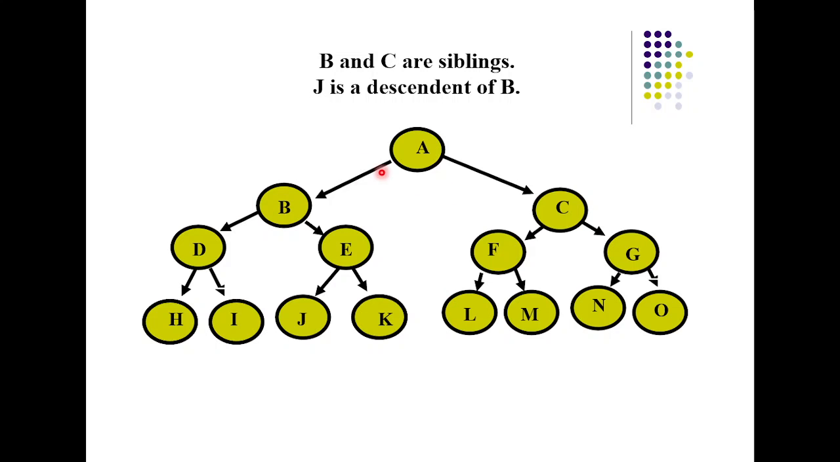The links which are present from one node to another node are called edges. Similarly, any nodes which are at the same level, like B and C, are present at the same level. A is present at level 0, B and C are present at level 1, D, E, F, and G are present at level 2, and similarly all these nodes are present at level 3.